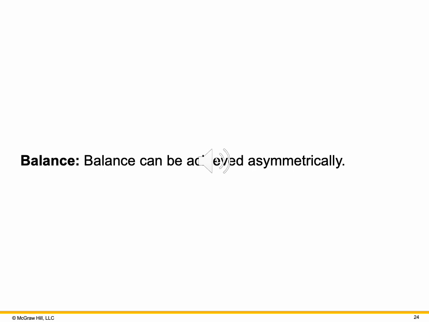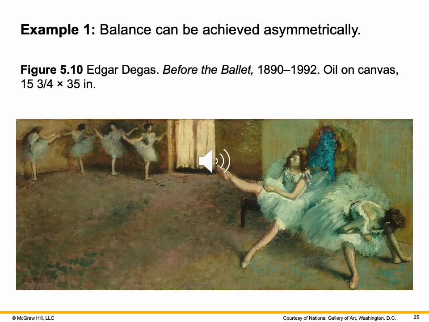Balance can be achieved asymmetrically. Balance can be achieved with asymmetry, as is seen in this painting by Edgar Degas, where we have 4 figures in the background which balance out the 2 figures in the foreground. The 4 figures visually balance the weight of the 2 foreground figures. Their darkened area of the dance studio has as much visual weight as the 2 foreground figure dancers in the lighted area, and the painting is thus asymmetrically balanced.